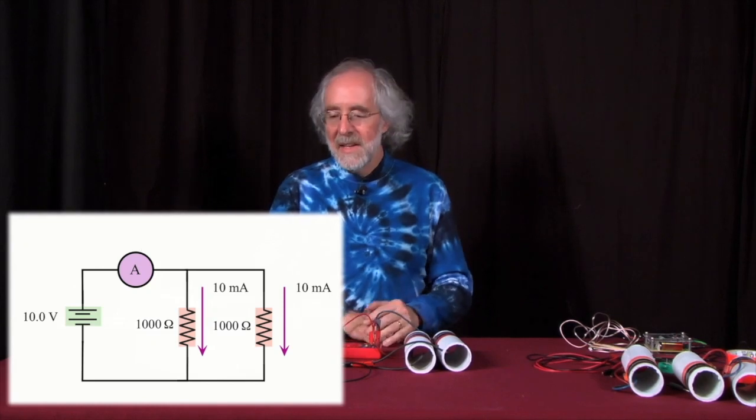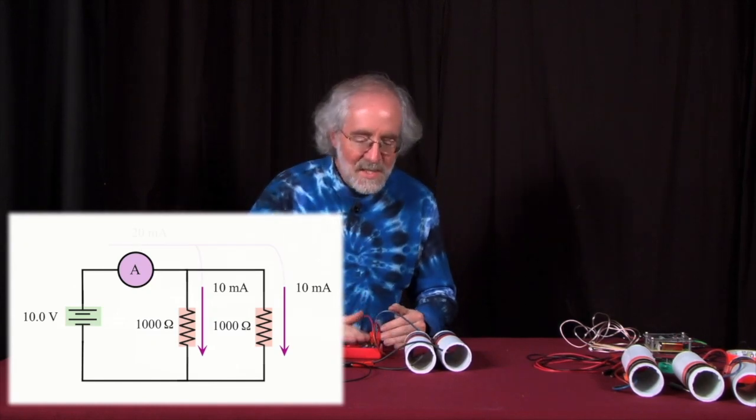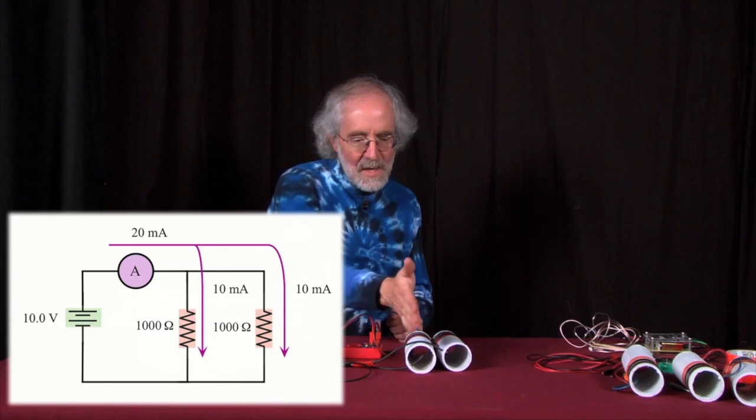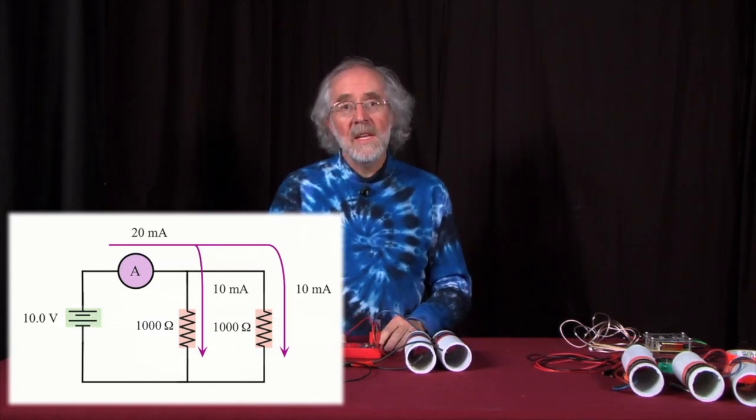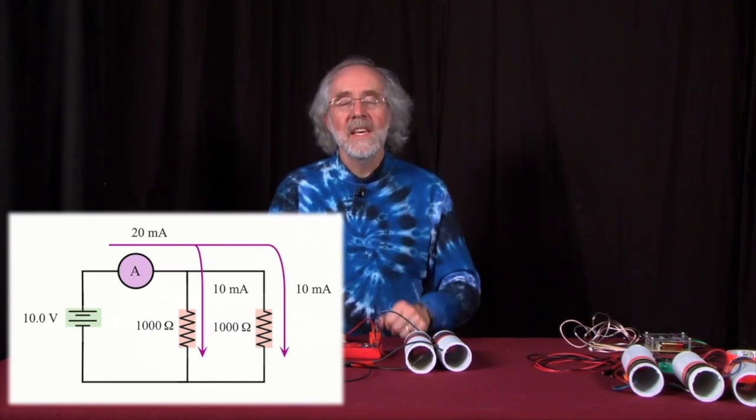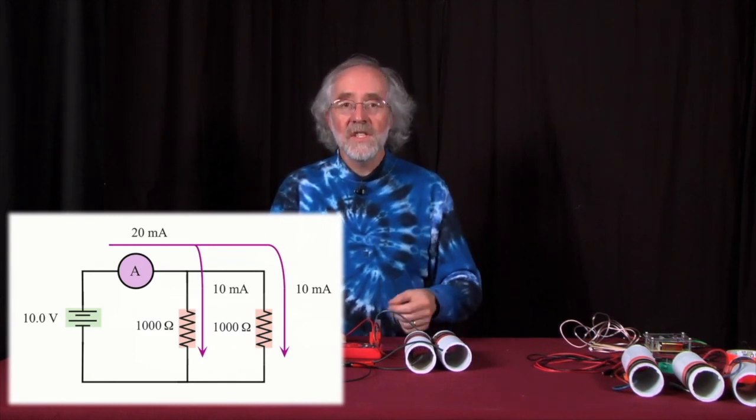Now, let's take a look. The current comes out of the power supply, comes into the meter, and then it splits. 10 milliamps goes through this resistor, 10 milliamps goes through this resistor. So how much has to come in? 20 milliamps. This is an application of Kirchhoff's junction law.